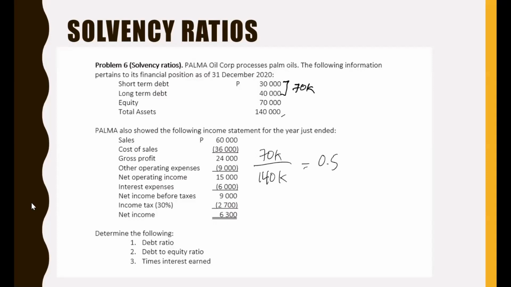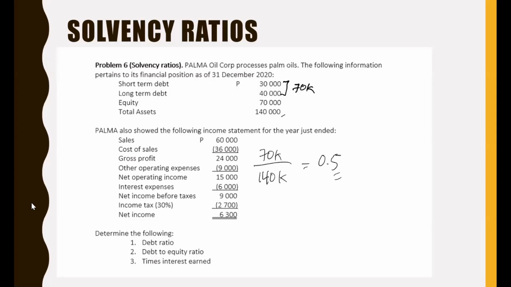Okay? So what does it mean? It means that our assets are 50% financed by debt. Or for every peso of asset, 50 cents is financed by debt. And therefore, of course, the remaining 50 cents is provided by the equity. Okay, so this is your debt ratio.